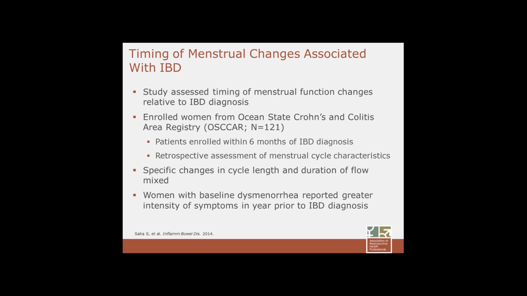So perhaps this may be a harbinger of the inflammatory or autoimmune dysregulation in their menstrual cycle to potentially give us a clue that they are going to end up with that diagnosis. We have not been able yet to replicate these results, but it's very interesting that perhaps menstrual irregularity predates the formal diagnosis of IBD. Next slide.